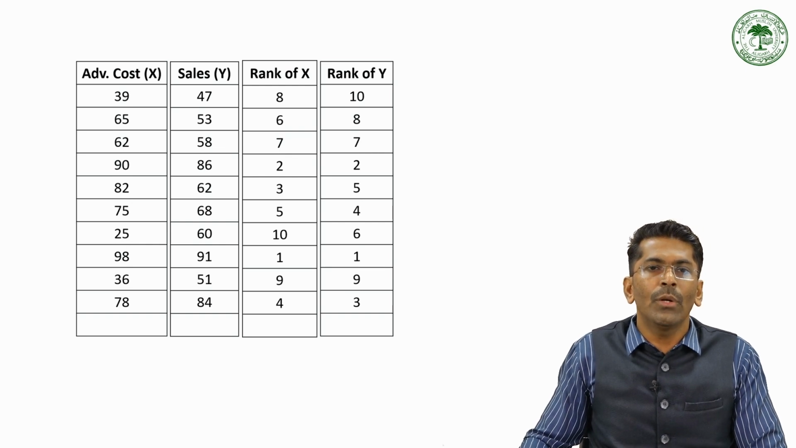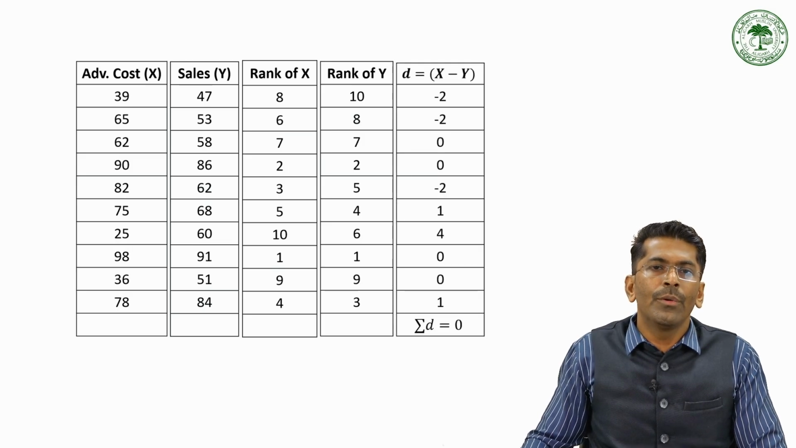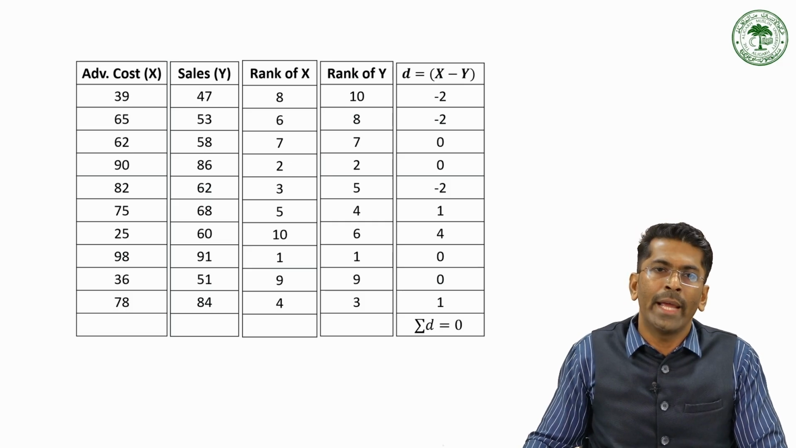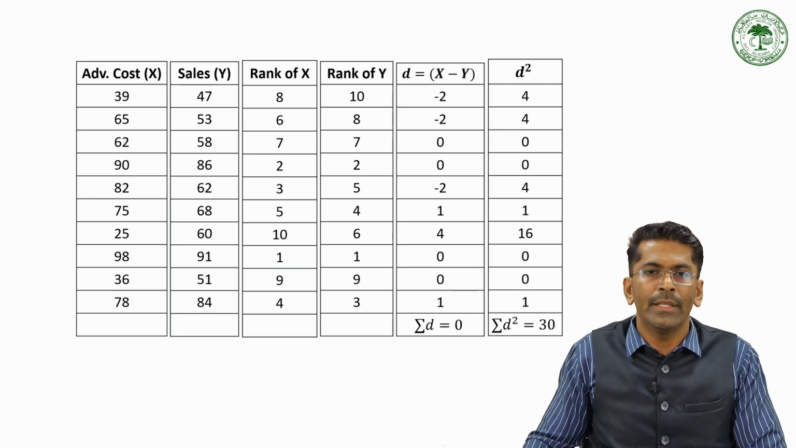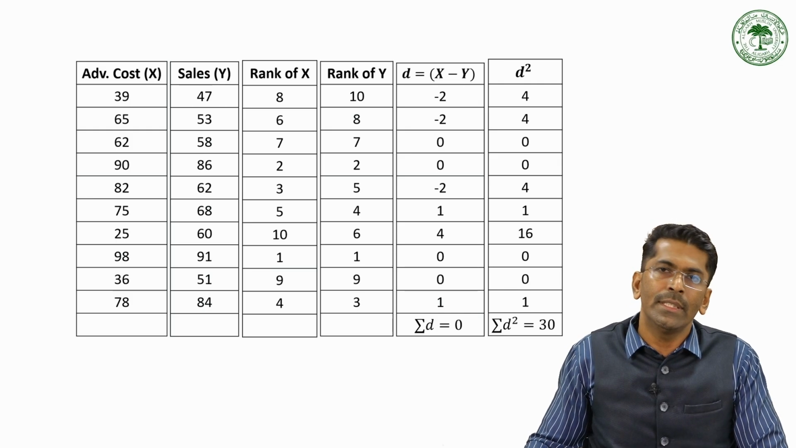Since all the actual values have been converted into ranked data, now we are going to find the difference between these two ranks, denoted D, which is equal to the difference between X and Y ranks. So it is 8 minus 10, which is equal to -2, 6 minus 8, which is equal to -2, 7 minus 7, which is 0, and accordingly the remaining values. If you sum up all these D, it is equal to 0. Then we square each term. So -2 square is 4, -2 square again is 4, and so on. The sum of D square is equal to 30.